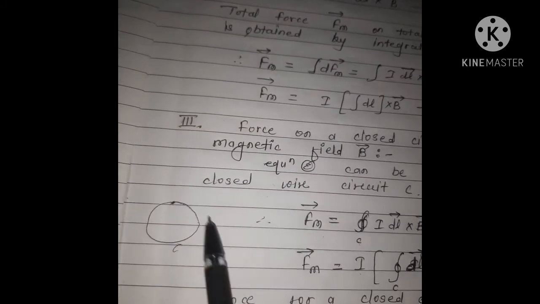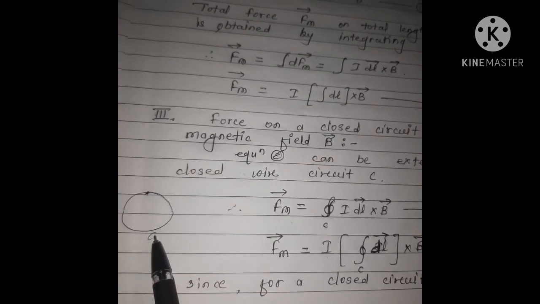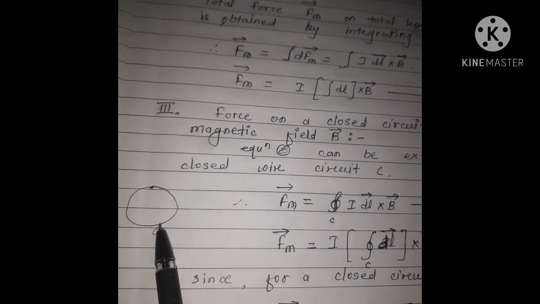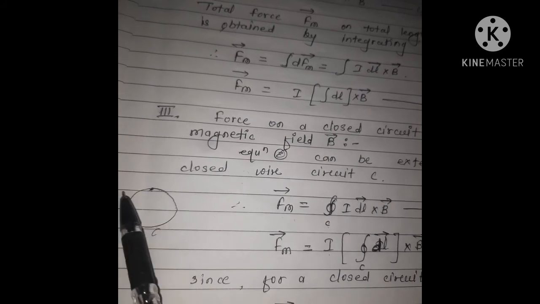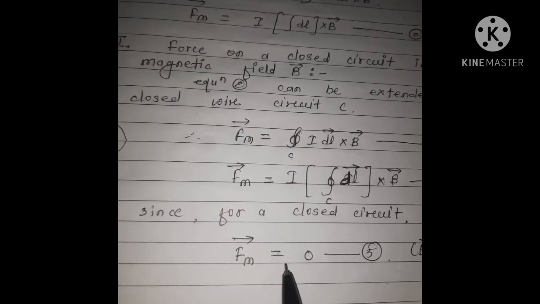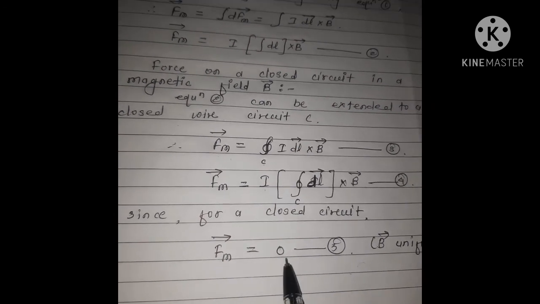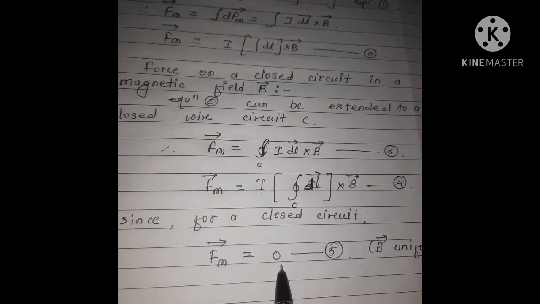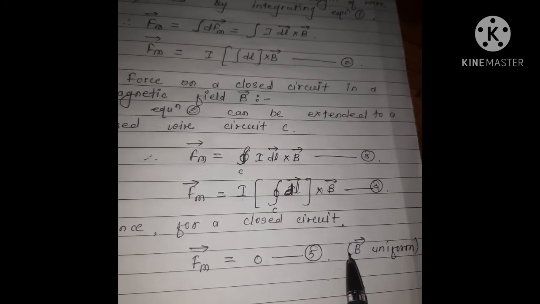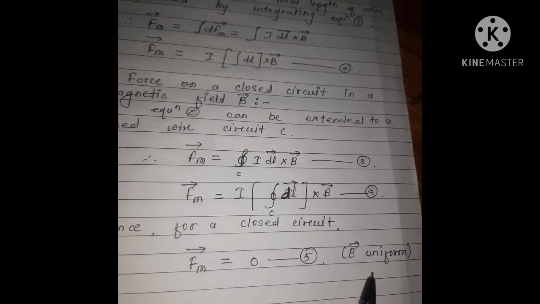For a closed circuit, the total force acting on this closed circuit is 0. So the magnetic force exerted on a closed circuit is equal to 0, because the magnetic field is uniform.